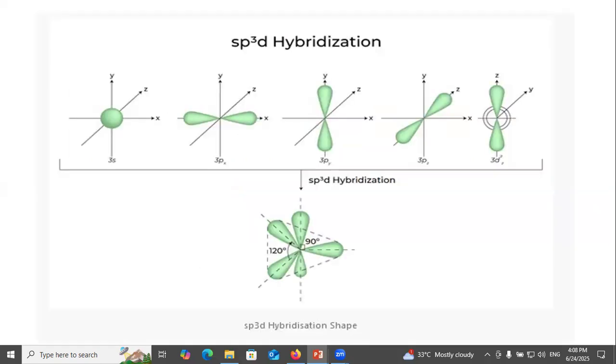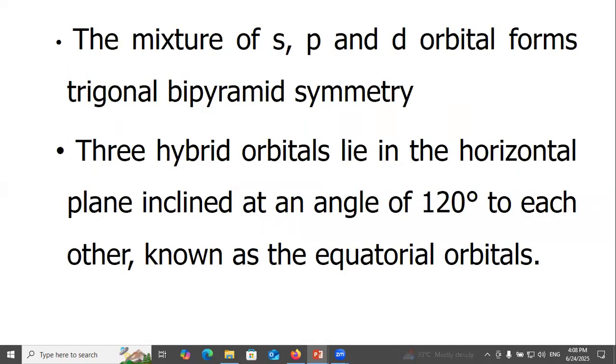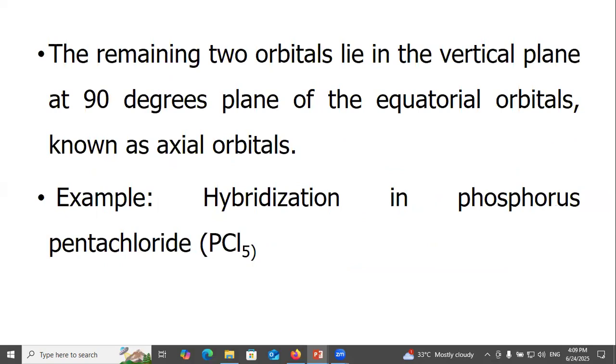sp3d hybridization: one s orbital, px, py, pz, and 3d, sp3d hybridization shape. The mixture of s, p and d orbitals forms trigonal bipyramid symmetry. Three hybrid orbitals lie in the horizontal plane, inclined at an angle of 120 degrees to each other, known as equatorial orbitals. The remaining two orbitals lie in the vertical plane at 90 degrees to the plane of the equatorial orbitals, known as axial orbitals. Hybridization of phosphorus pentachloride.